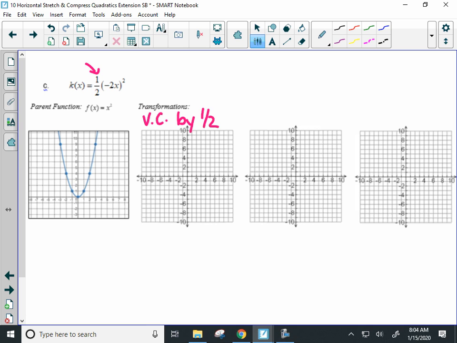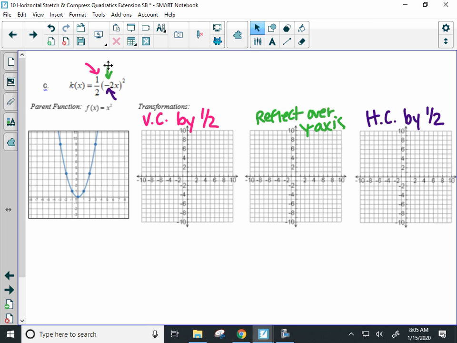The 1/2 stays 1/2 when it's vertical. Inside the parentheses, I have a minus. That means I'm going to reflect over the y-axis. And inside the parentheses, I have a 2, which means that I have a horizontal compression by the reciprocal of 2, which is 1/2. So not only do I have a vertical compression, but I will also have a horizontal compression. So this time I'm making you do both. So let's take our time here. We'll slow it down.